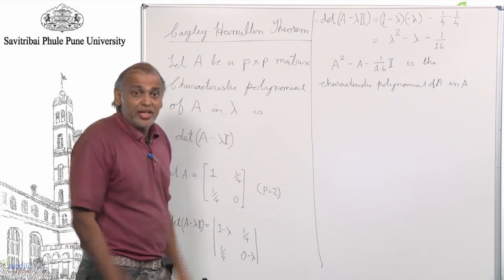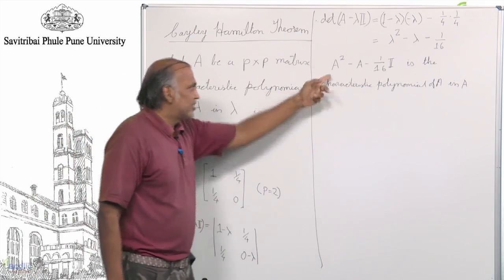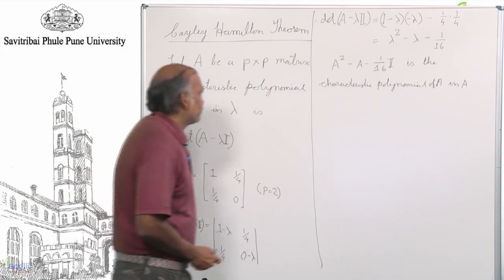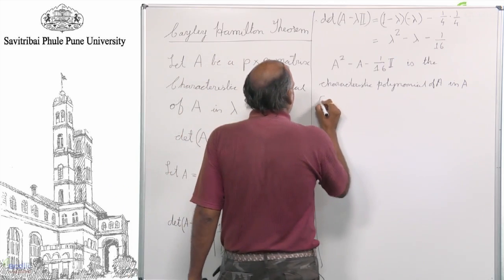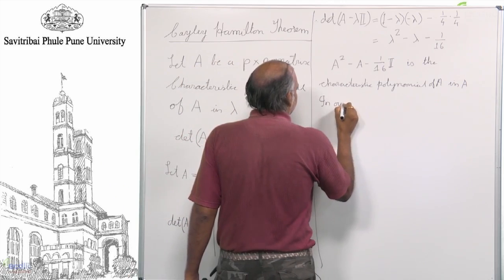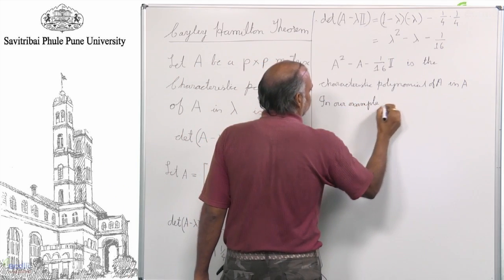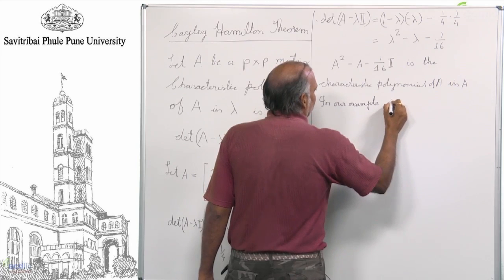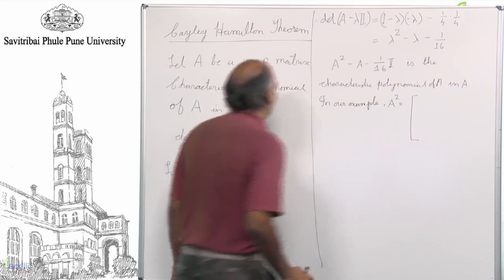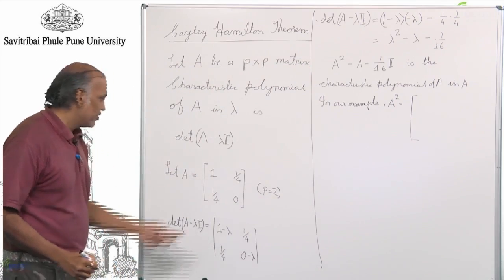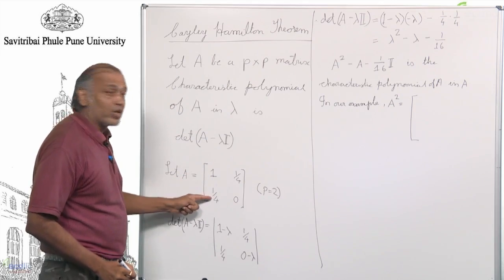Now let us try to see what that evaluates to. Since we have taken an example of A, let us see what this evaluates to. So I need A squared first. So in our example, A squared will turn out to be, if you look at this A and multiply it to itself, like 1 and 1 upon 4 multiplied to the column 1 and 1 upon 4.